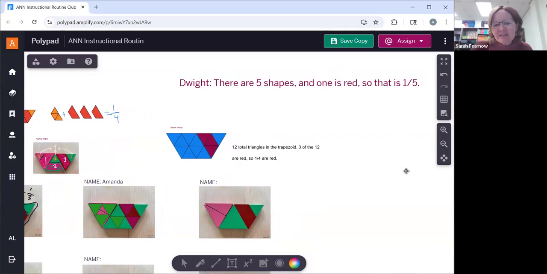I think that's what makes this a rich activity: it helps students think about what fractions mean and how important equal size of the pieces is. Yeah, I appreciate your sharing your interpretation, Dwight, and I think that you've made a really good clear mathematical argument.